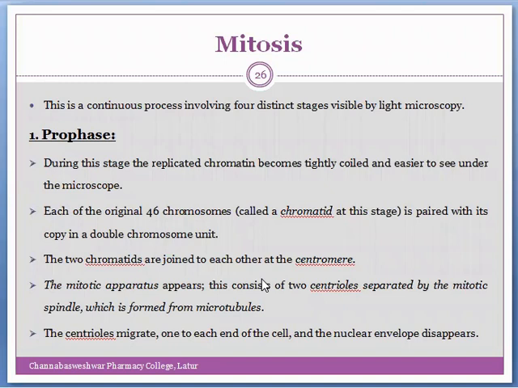What happens is that the two centrioles go to each end of the cell, meaning they go in opposite directions, and through this the nuclear envelope disappears. In the cell, the nuclear envelope disappears during prophase. So this is about phase 1, prophase.